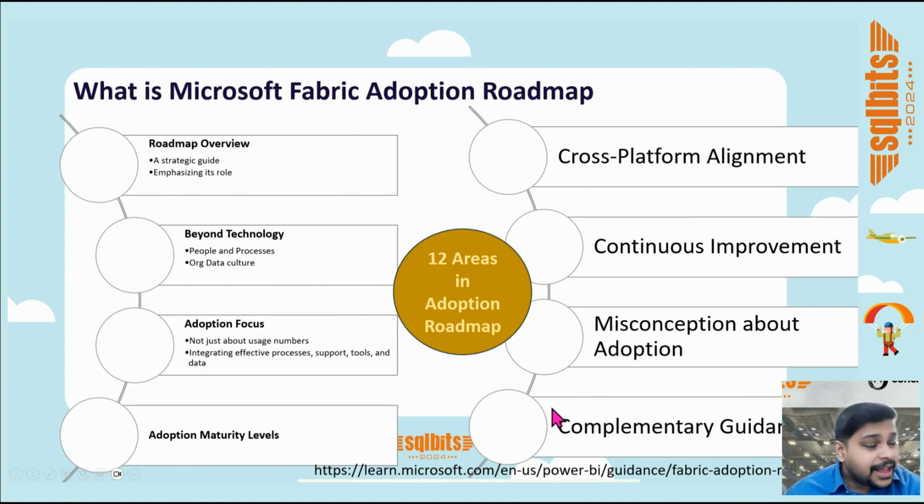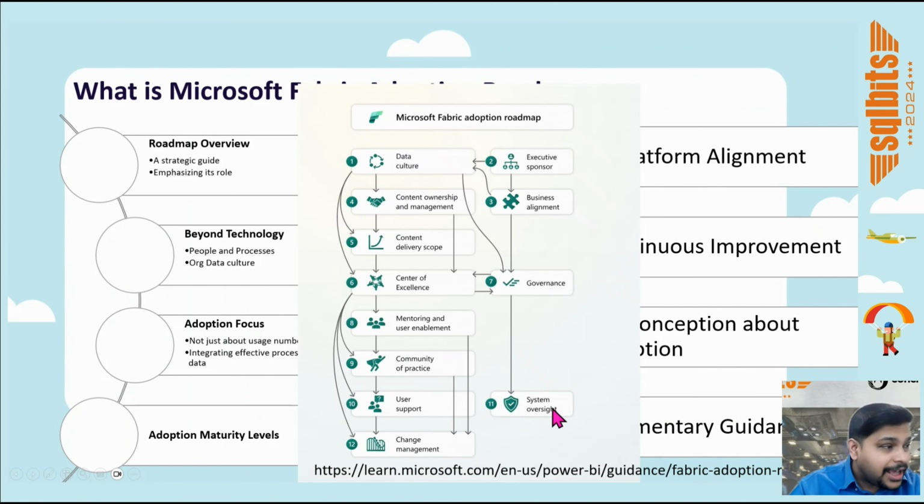Now, the last one in this is complementary guidance. These are the 12 steps adoption roadmap that Microsoft asks you to do. And I'm just bringing that slide from the learn.microsoft, right? And these are the 12 steps that Microsoft asks you to take. We are going to take one step at a time, understand what is data culture, what is executive sponsorship, and learn what exactly things that you can do as per the roadmap. And these are the 12 things.